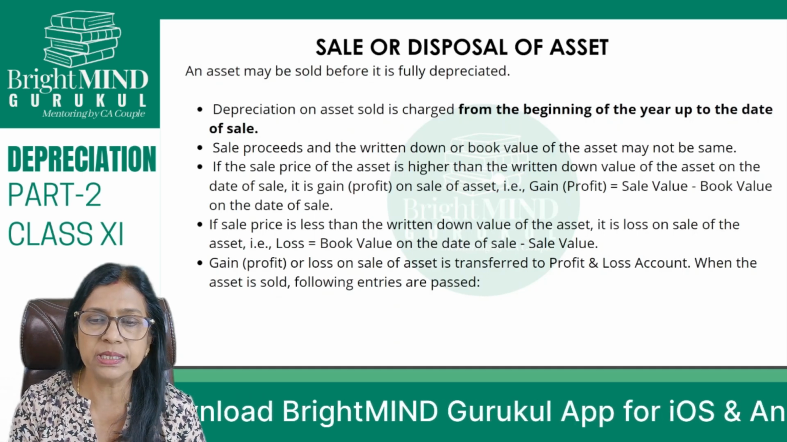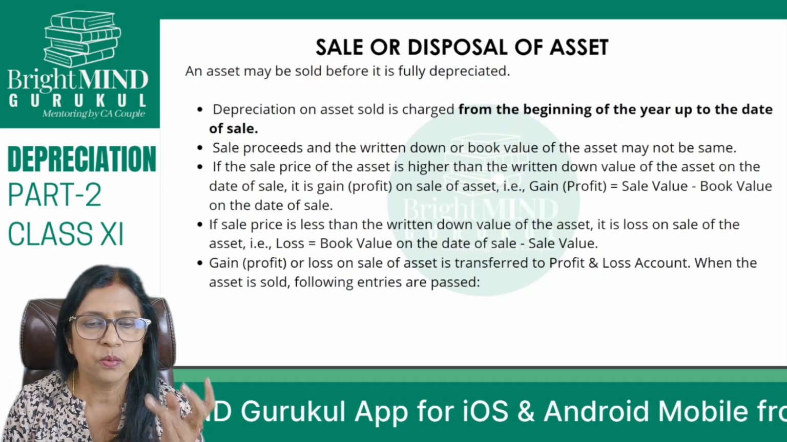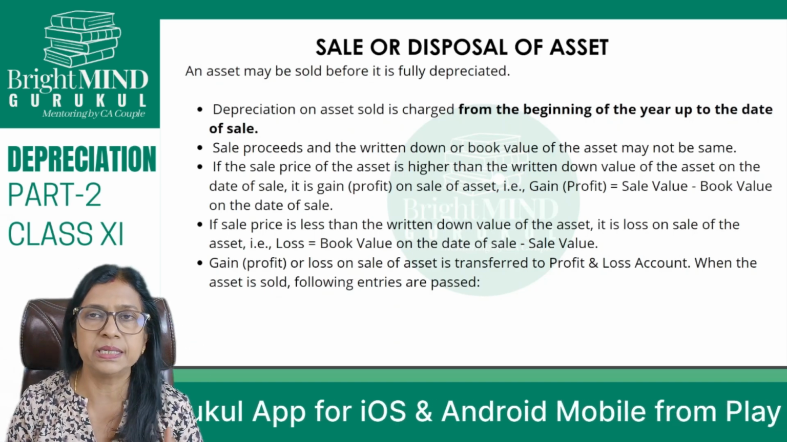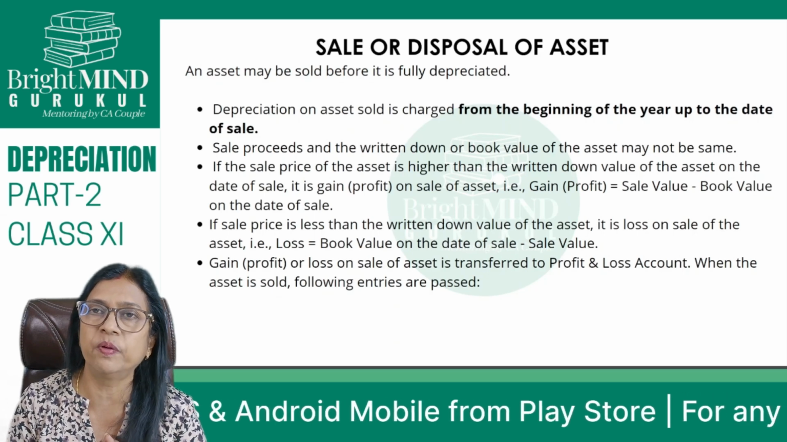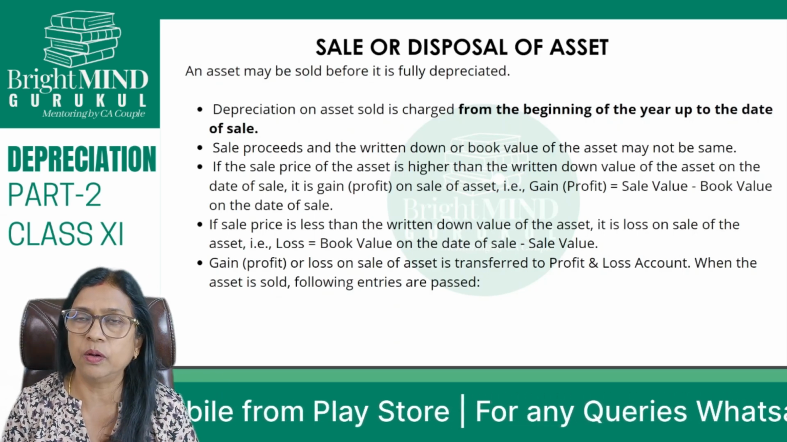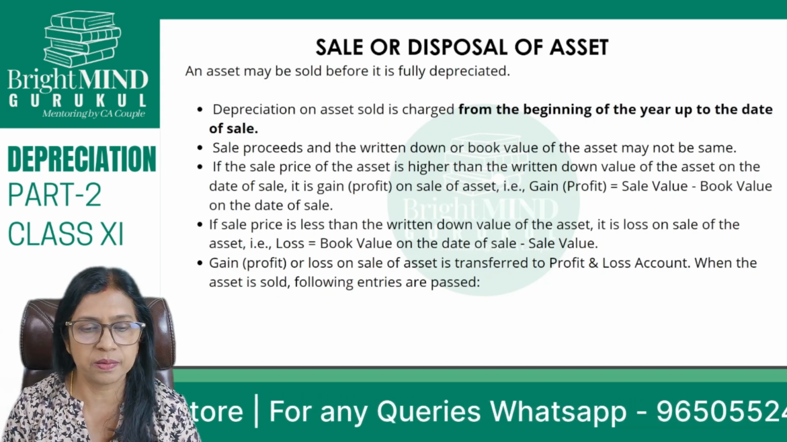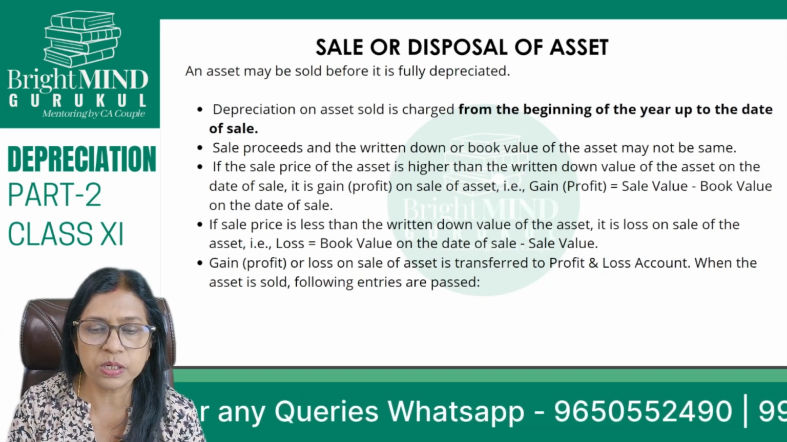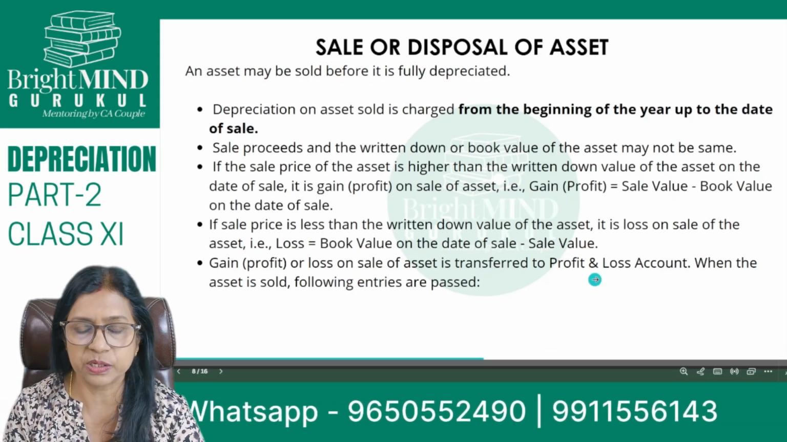Now the sale proceeds and written down value or the book value may not be the same. So if you sell at a price which is more than the book value, then you will be making a profit. And if you sell it at a lower value or less value, then you are making a loss. So gain or loss on asset is transferred to profit and loss account when the asset is sold.